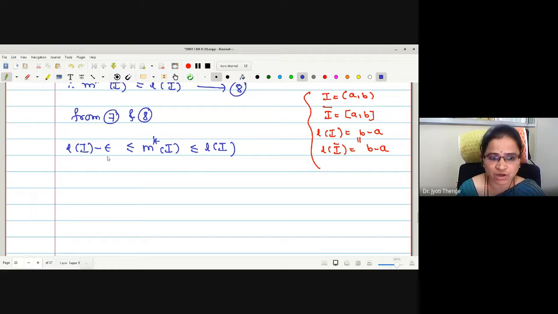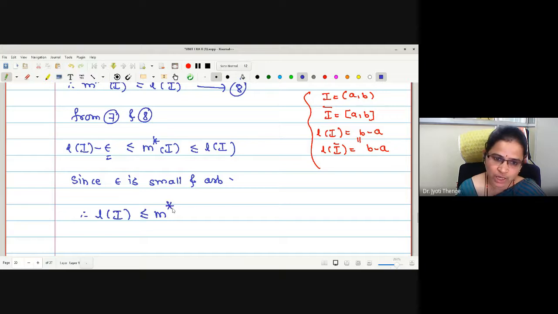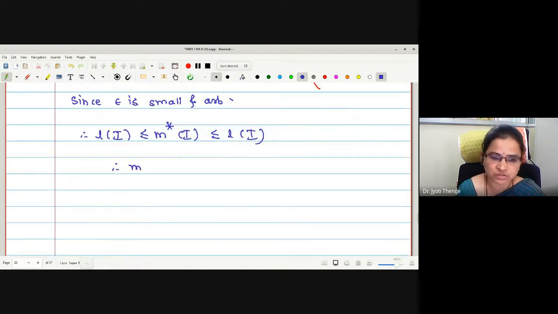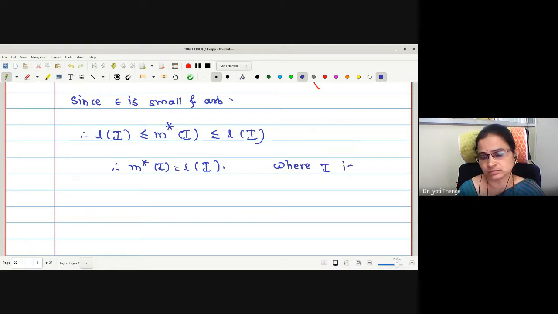But what about epsilon again? Since epsilon is small and arbitrary, may I write the inequality L of I less than or equals to m star of I less than or equals to L of I, which concludes that m star of I is equal to L of I, where I is any finite interval? Second case we have proved, right?